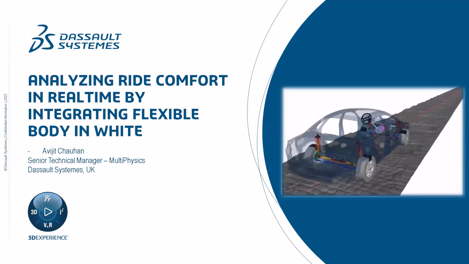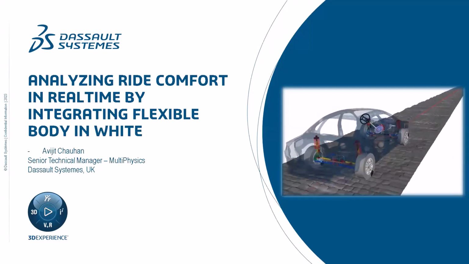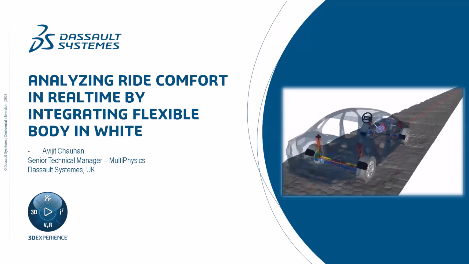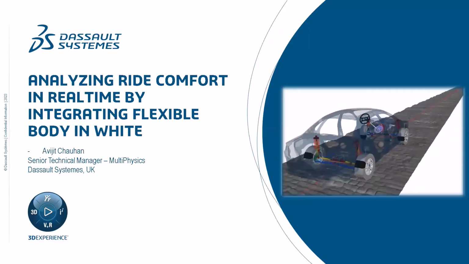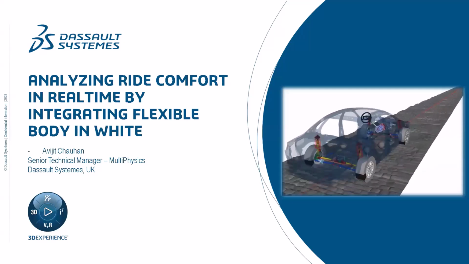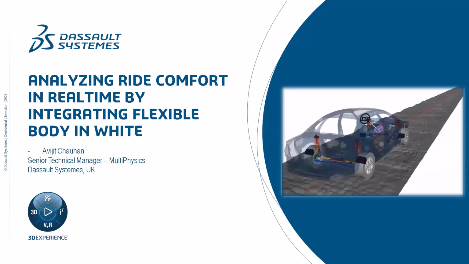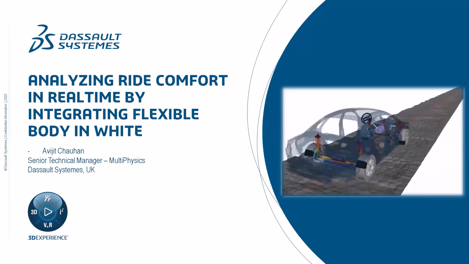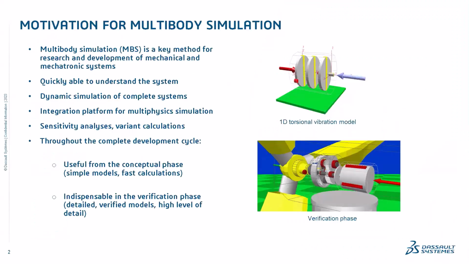I'll start with the title itself. So this is about analyzing ride comfort in real time by integrating flexible body in white. The model I'm using here is an old Ford Taurus model. The body in white specifically, as a part of it, is available online, so it's IP free, as we say. And yeah, let's start.